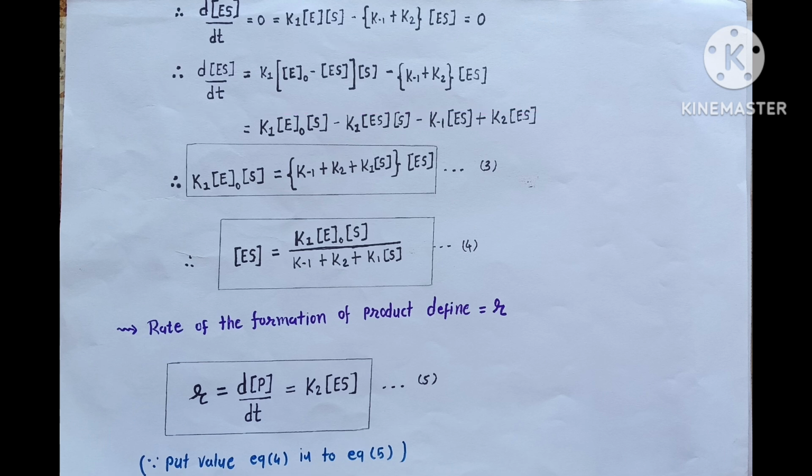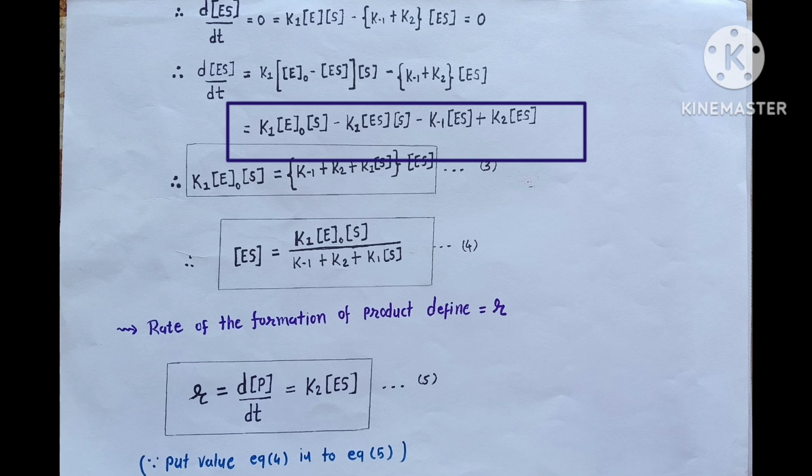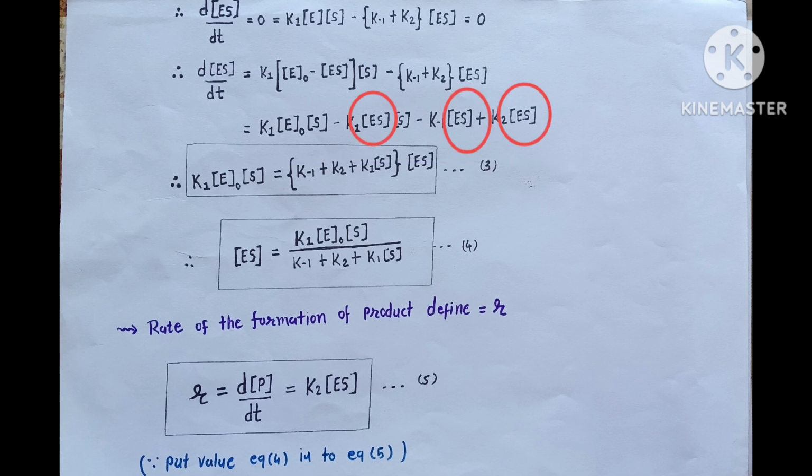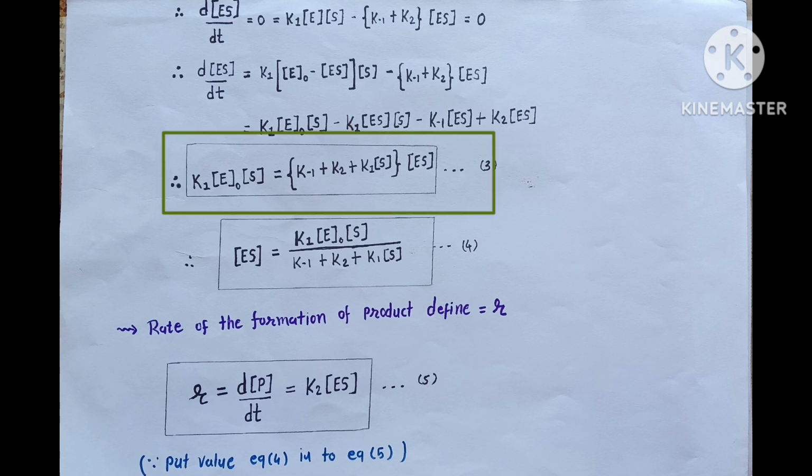So we multiply them. K1 E0 S minus K1 ES into S minus K minus 1 ES plus K2 ES. Here ES is common at the end, so we take ES as common, and K1 E0 S we take to the left side. So K1 E0 S is equal to K minus 1 plus K2 K1 S, bracket close, and ES. Here we change the symbol, because when it goes to the left side it becomes minus, but here we change that symbol.